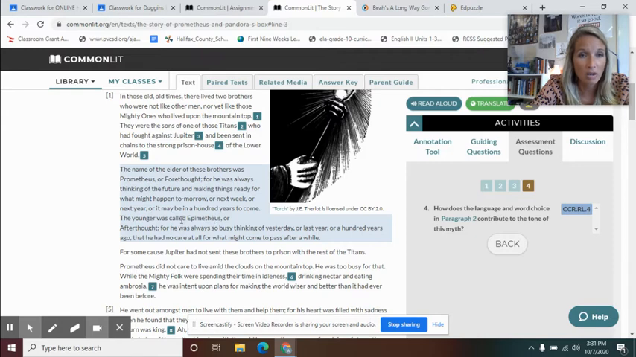The younger was called Epimetheus, or afterthought, for he was always so busy thinking of yesterday or last year or 100 years ago that he had no care at all for what might come to pass after a while. Okay, so we've got these 2 brothers. He gives you details about both of them.